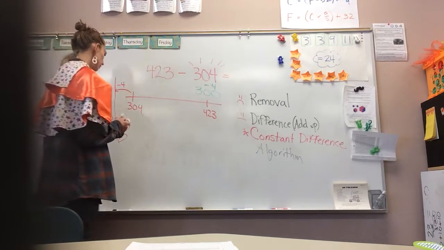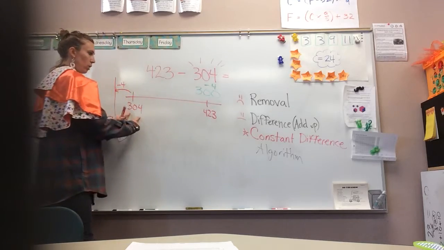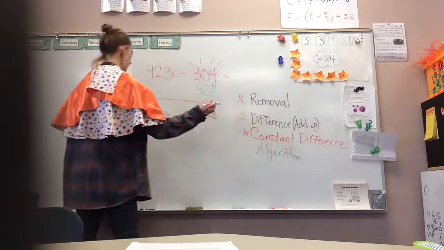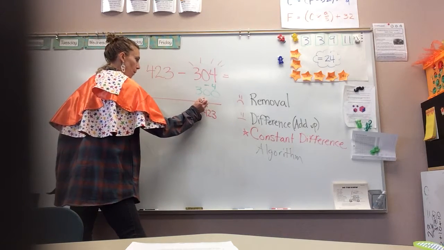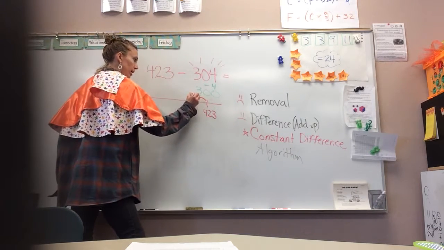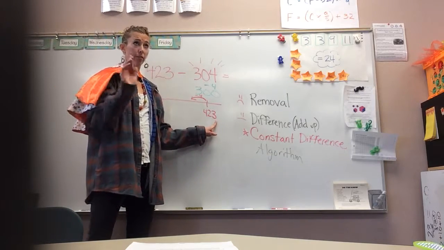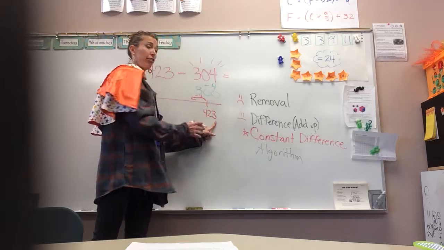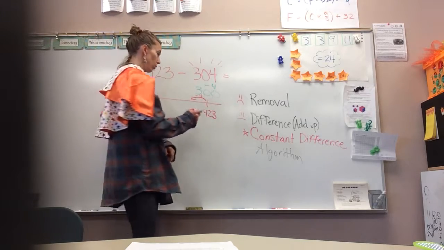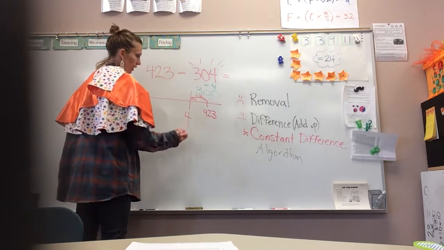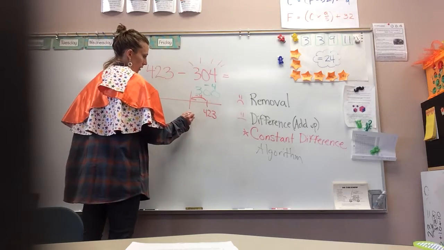Okay? But if we do that to 304, we have to do the same thing. We have to keep it constant. We have to do the same thing to 423. So we have to go back, same direction, 4. So now you have to go back from 423 and you have to go back 4. So what are we going to land at? Can you name it? 400. Not in the 20s anymore.